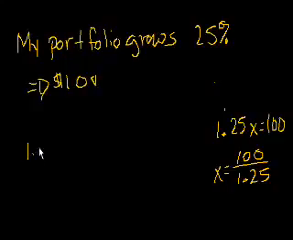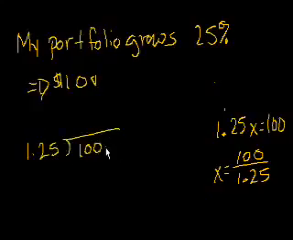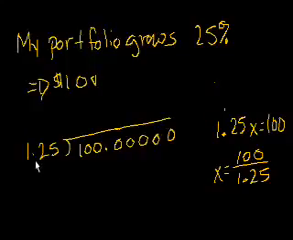So we say 1.25 goes into 100.00. I'm going to add a couple of zeros. I don't know how many I'm going to need. I probably added too many. If I move this decimal over 2 to the right, then I need to move this one over 2 to the right. Right? And I say, well, how many times does 125 go into 100? None. How many times does it go into 1,000? It goes into it 8 times.